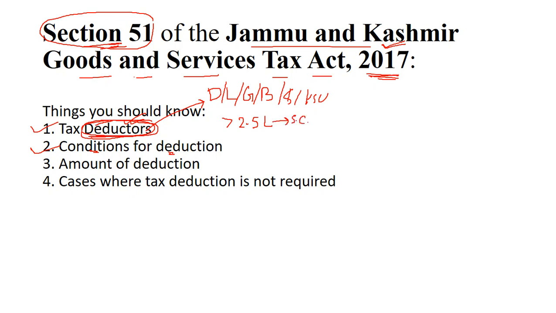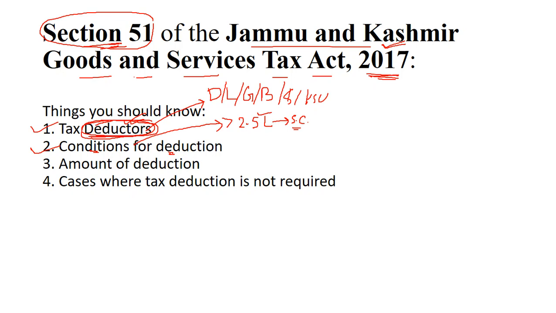That means the first condition for the deduction of GST by the DDOs is that the total value of the taxable supply is more than 2.5 lakh rupees under a single contract, right? And in case of a contract made for both taxable and non-taxable or exempted supply, the DDO will make the deduction only if the total value of the taxable supply is more than 2.5 lakh rupees. So it is easy to understand.